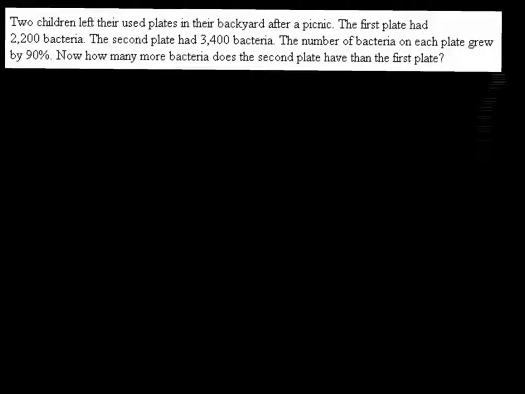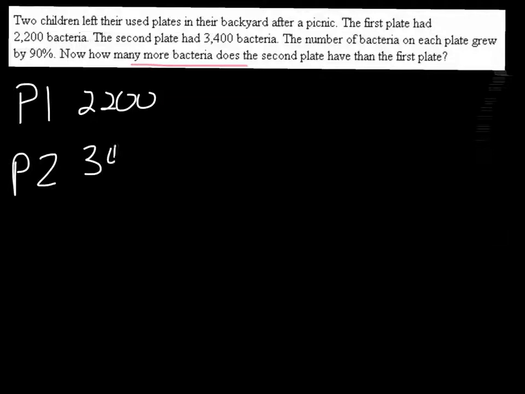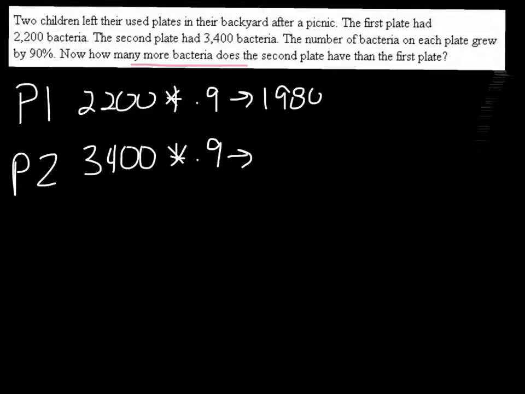So in the second part, we don't necessarily have to find a percentage, we just want to know how many more bacteria the second plate has than the first. So the setup is kind of the same. We end up with plate 1 has 2,200 bacteria. Plate 2 has 3,400. So we're both increasing, or we're taking this times our percentage as a decimal of 90%. That's going to give us a new number of, in this case, 1,980 and 3,060 for plate 2.